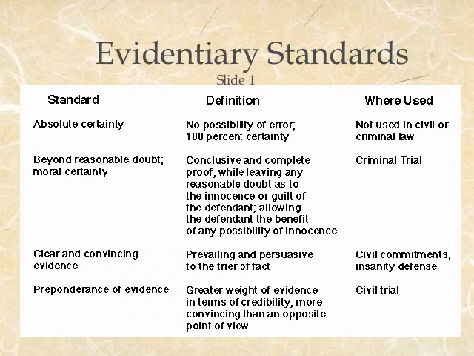This is prevailing and persuasive to the trier of fact, and it's used in civil commitments and insanity defenses, and many times this is the level that's used in investigating police misconduct. Preponderance of evidence is next, and this is a greater weight of evidence in terms of credibility, more convincing than the opposing point of view. This is used in civil trial, where you're trying to prove that the other person is liable for the injury that occurred.